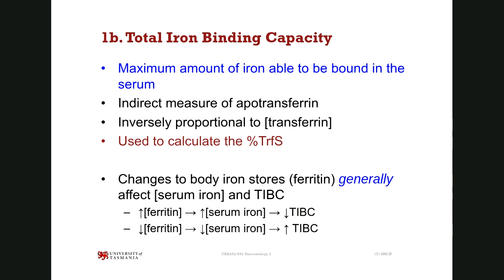The reason that we've had to do it this way is because transferrin is actually quite difficult to measure, so it was easier to measure the apotransferrin, I guess. The main reason that we measure total iron binding capacity is because we can then use it to calculate the percentage of transferrin saturation, which is what this stands for. That can tell us exactly how much iron is actually bound to the transferrin protein.